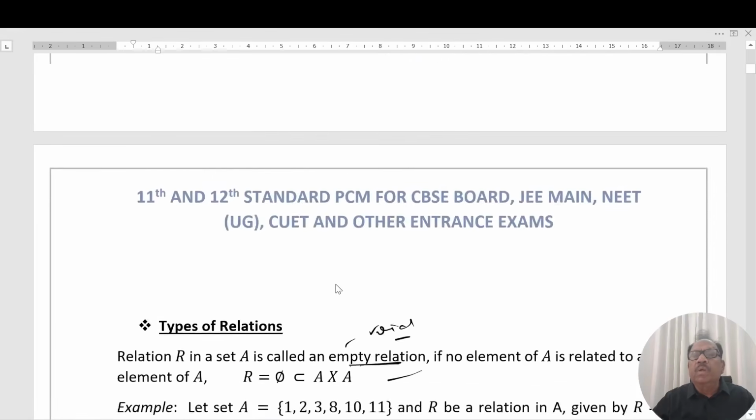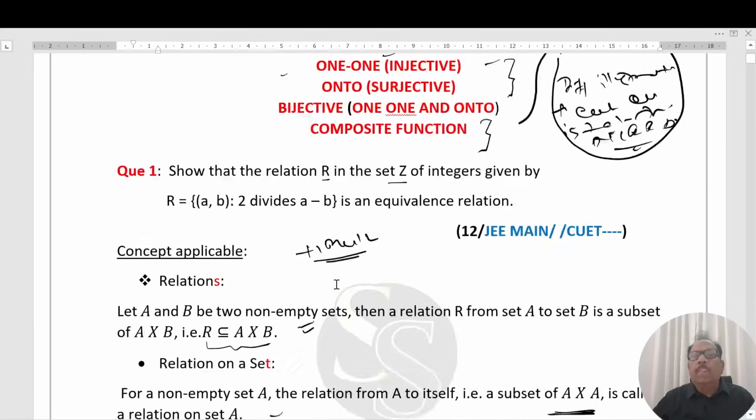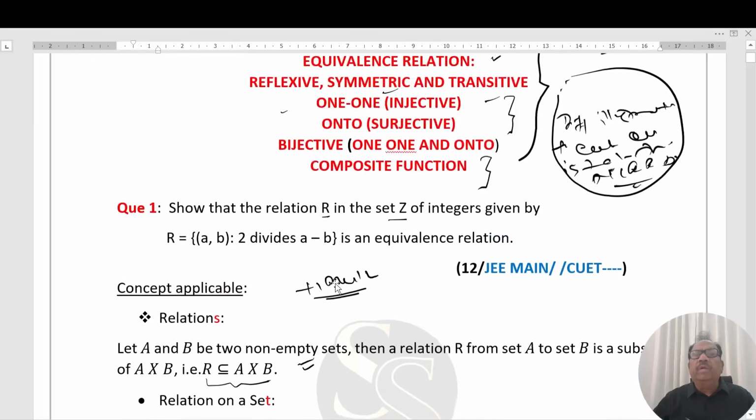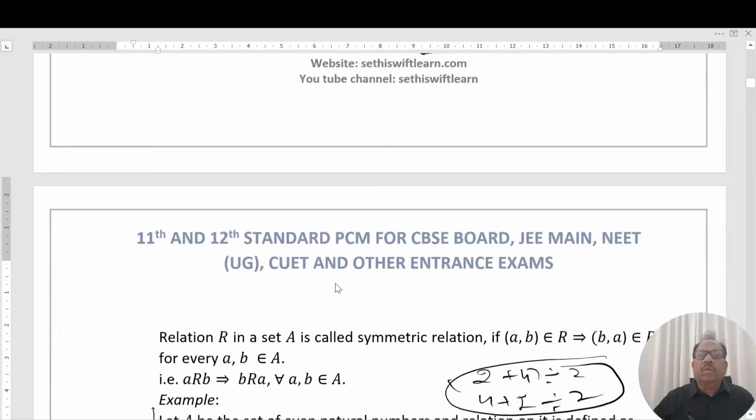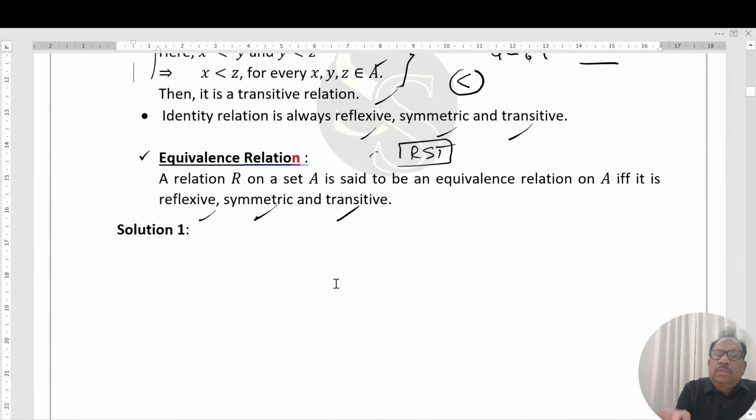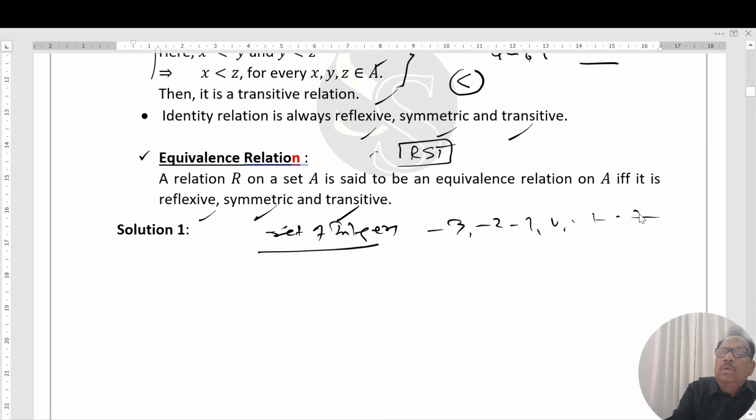The question is: A R B is defined on the set of integers, where A minus B is divisible by 2. Integers means minus 3, minus 2, minus 1, 0, 1, and so on, all the positives and negatives, the set of integers. So 2 divides A minus B, that is, A minus B is divisible by 2.